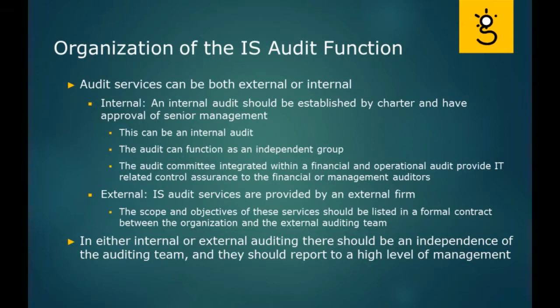Now, the external types would be audit services that are provided by an outside firm, meaning not people that are employed by the company. Now, the scope and objectives of these services should be listed in some very formal contracts between the organization and the external auditing team. In fact, I like to tell people that when they go in to do these auditings, depending on what they're doing, this contract and these permissions, these agreements that say what we can do, are their get-out-of-jail-free cards.